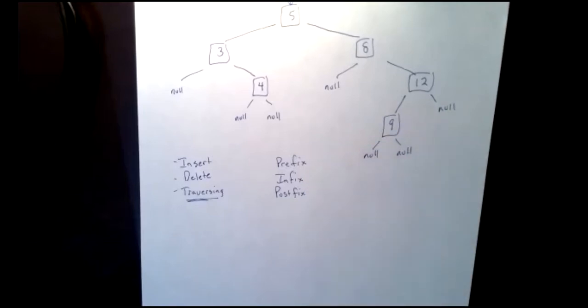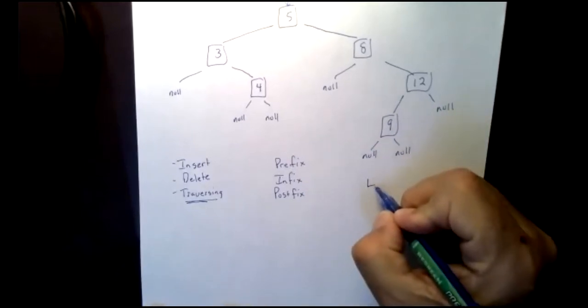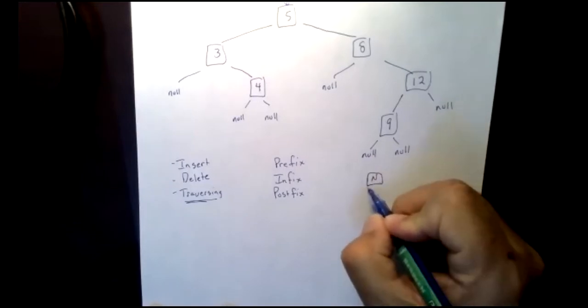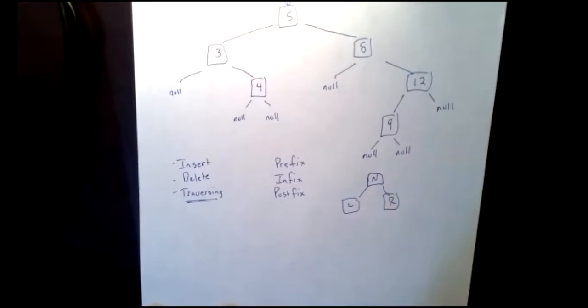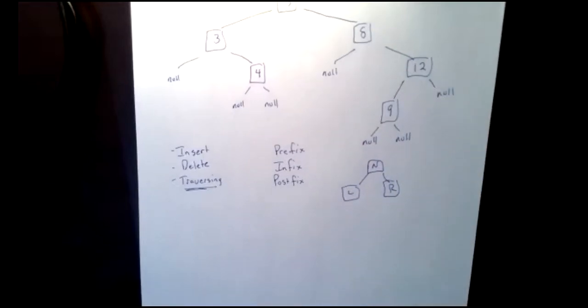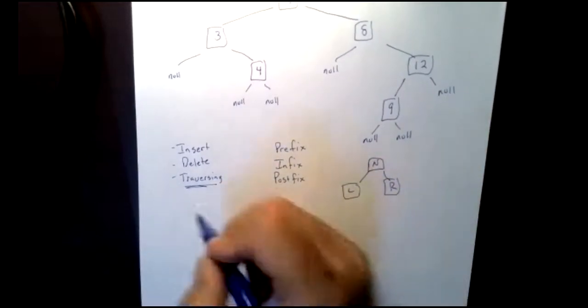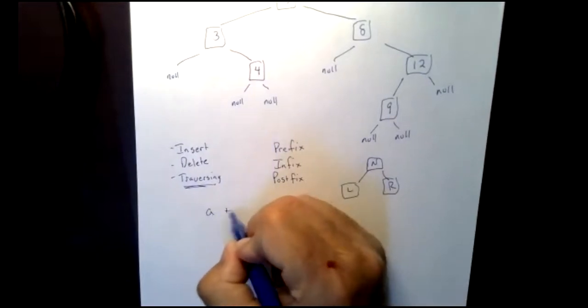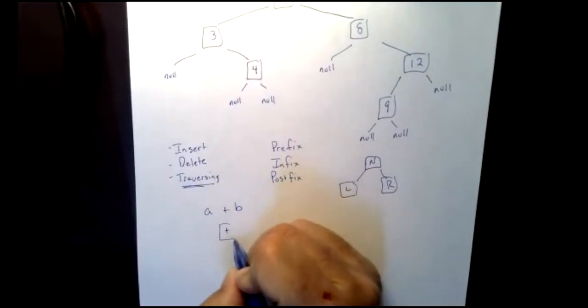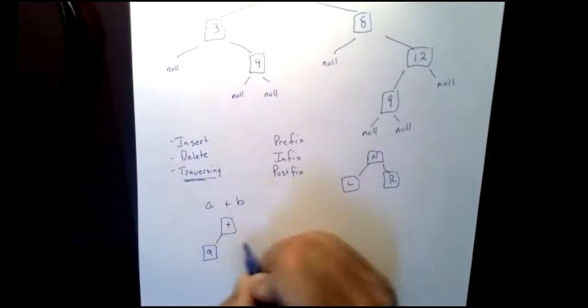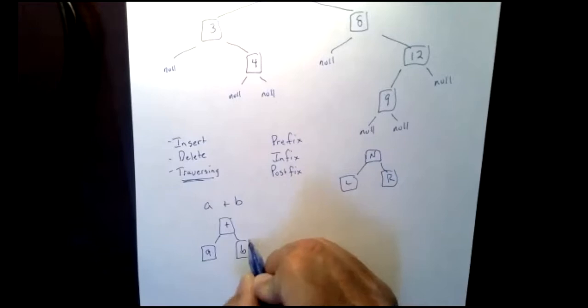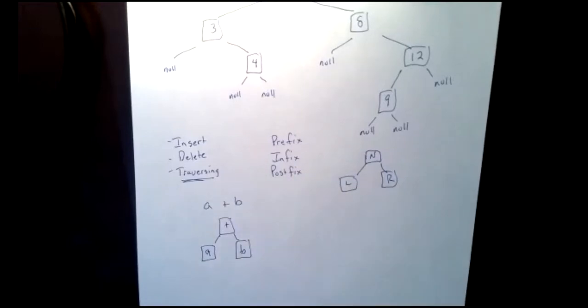Well, in order to get this started, I'm going to make a diagram and I'm going to call this the node, this the left, and this the right. All right. So if I took a look at a simple math expression, A plus B, and I made a binary tree out of it, it would look something like so.